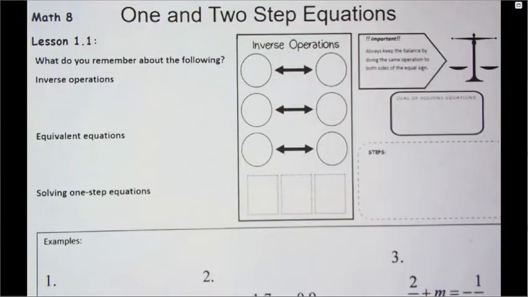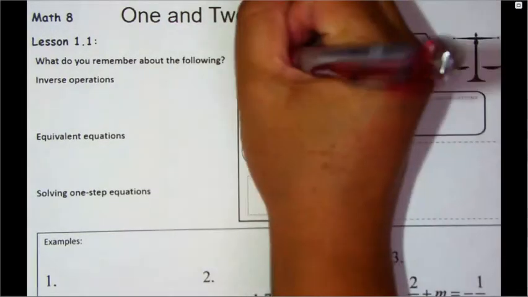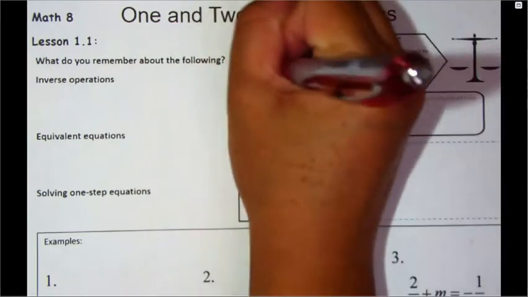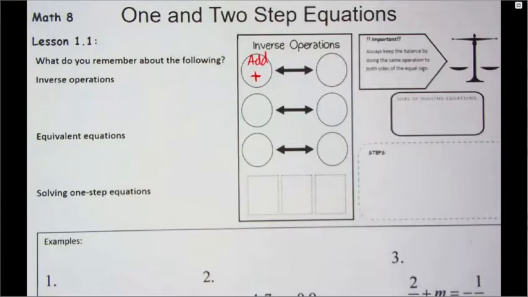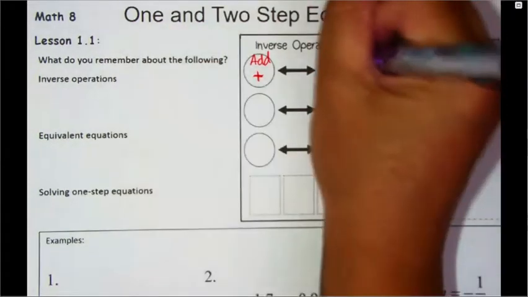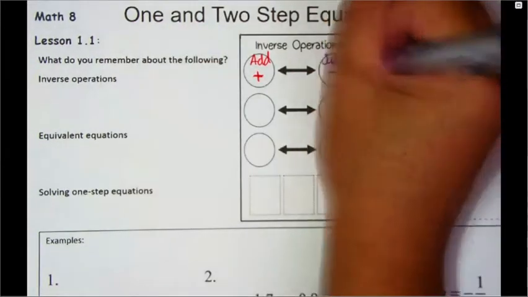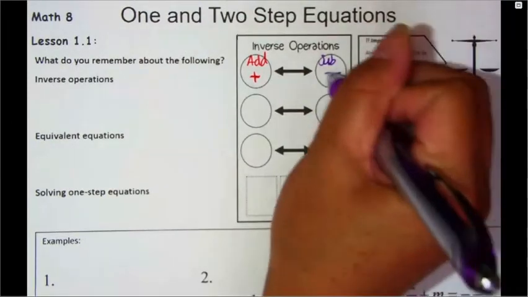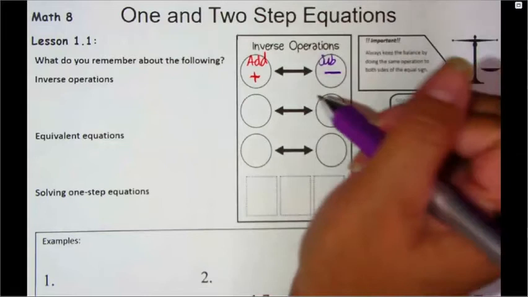So, inverse operations is like undoing a mathematical operation. For example, if I see an addition, to undo an addition, I would subtract. And it goes the other way. If I want to undo a subtraction, I would add.